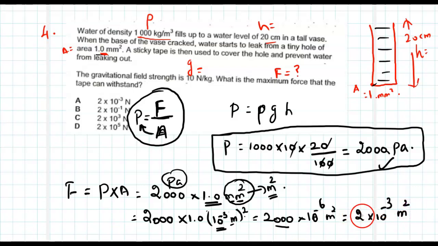meter square, and here is Newton per meter square. So meter square cancels. So you will get 2 times 10 to the power minus 3 Newton. Right? This Pascal is Newton per meter square, so meter square cancels. Finally, the answer is in Newton, the force. Now we found the force. Is this clear? So the option here is A.